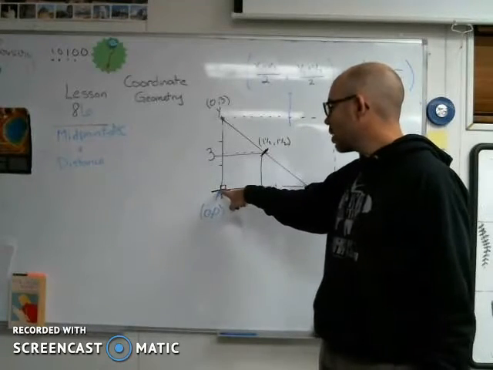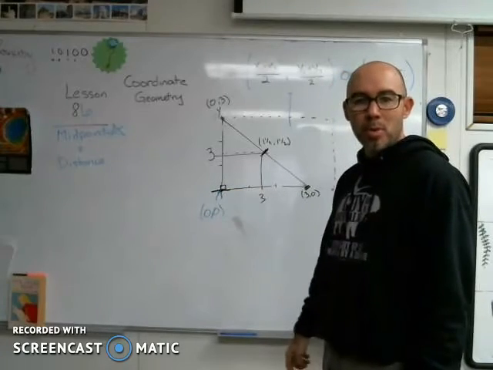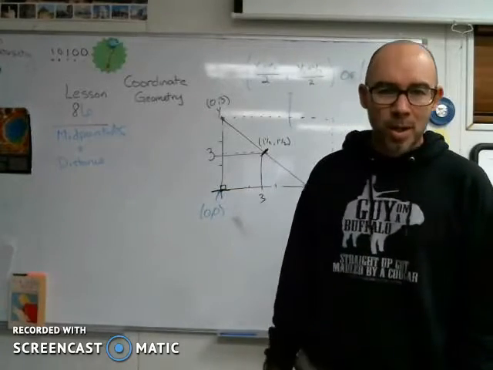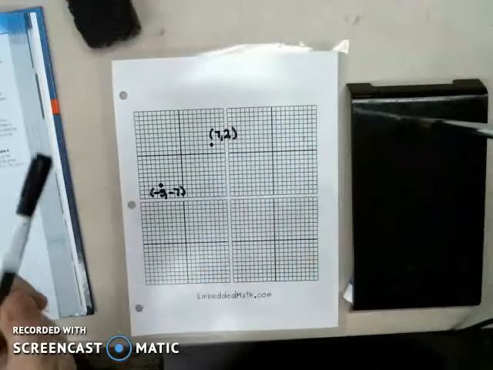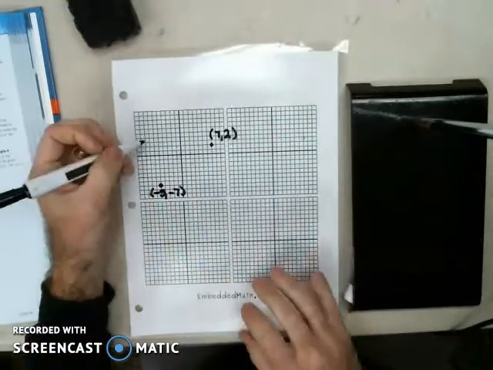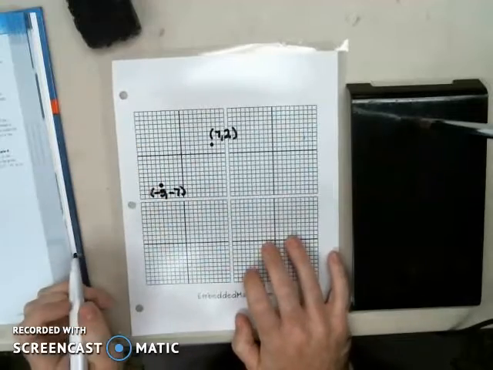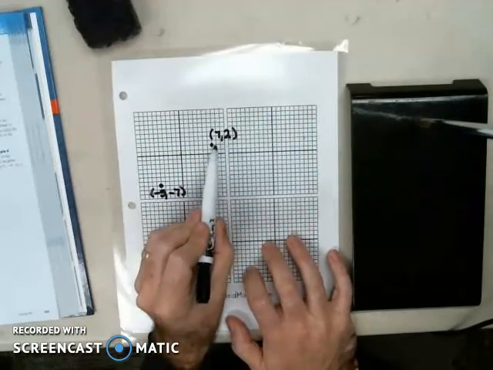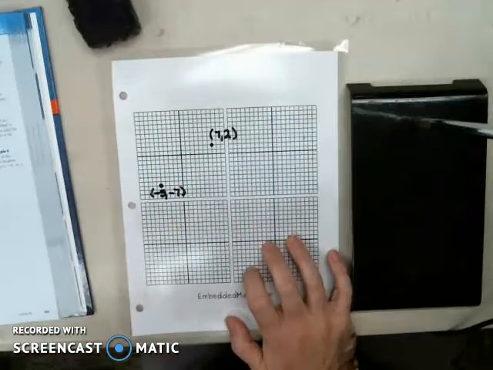One of our points, we don't need that point there. So I'm gonna go over to the other camera really quickly and do a little bit of stuff on my grid paper. Lefties rule. All right, I picked a couple of points here that don't go through that 0, 0 point. I've got -5, -7, and I've got the point 7, 2.